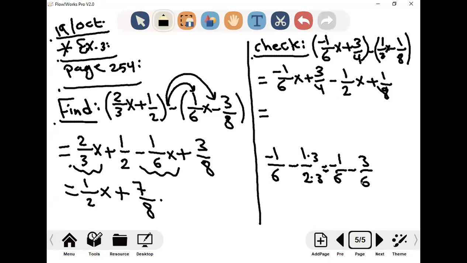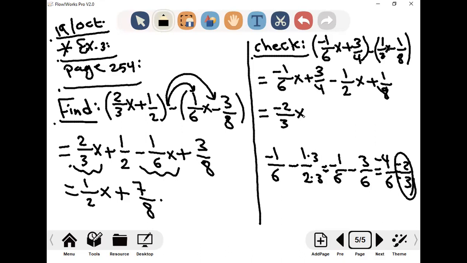Now negative 1, negative 3, how much? Negative 4 over 6. We add and put the same sign. So here we have negative 4 over 6. Simplify, it will be negative 2 over 3, divide by 2 up and down. So here, negative 1 over 6x, negative half x, how much? Negative 2 over 3x. So I'm done with the first part.